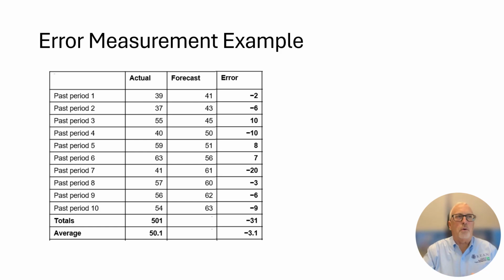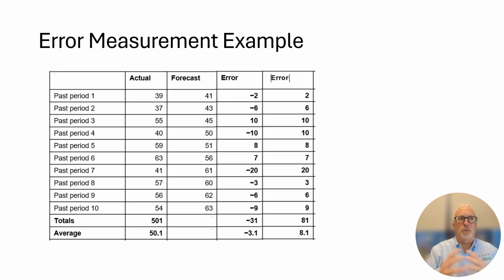Now let's see how these work when we do the absolute. So absolute means remove the sign. Simple enough, they're gone. And then you sum that down, it's 81, you divide by 10, and now your mean absolute deviation, MAD, is 8.1.